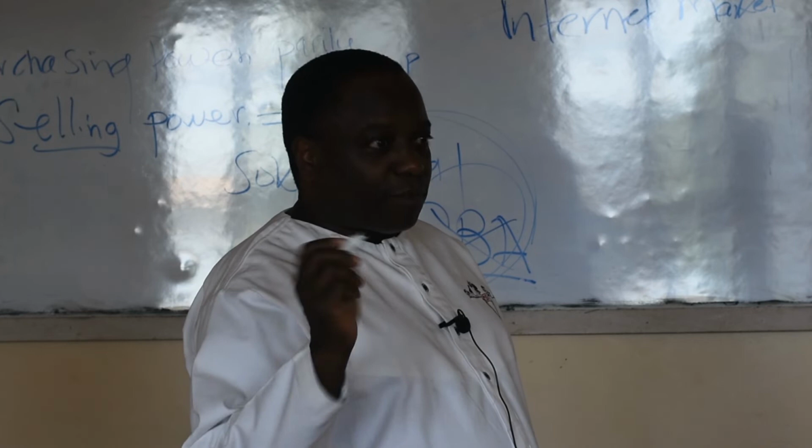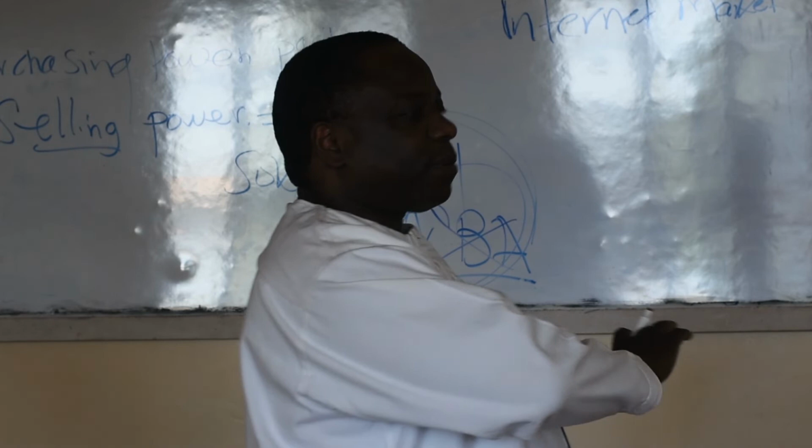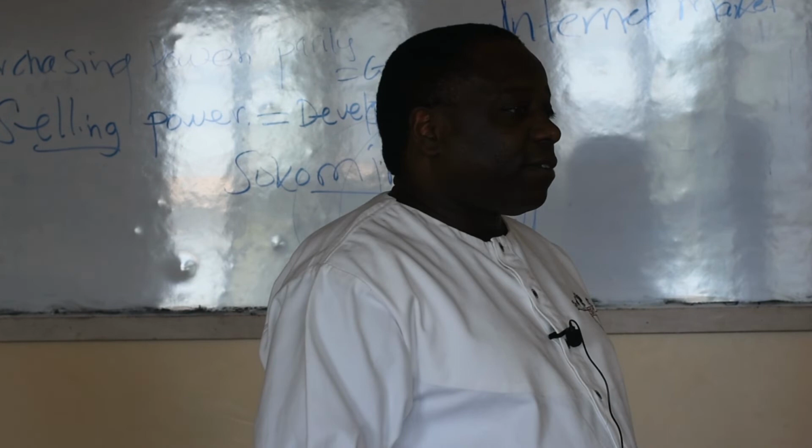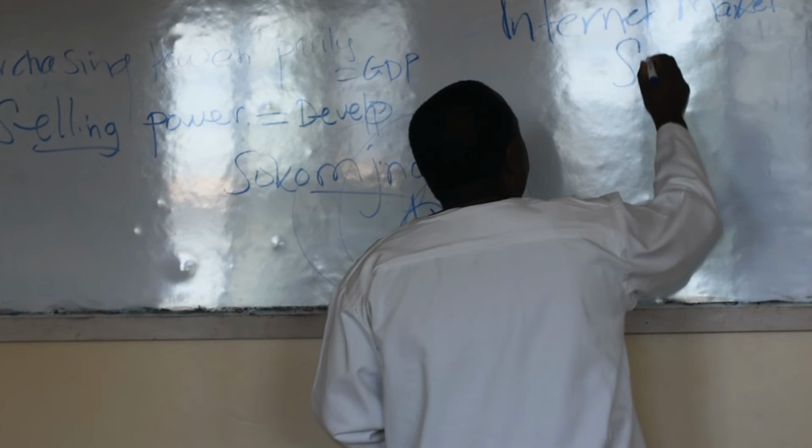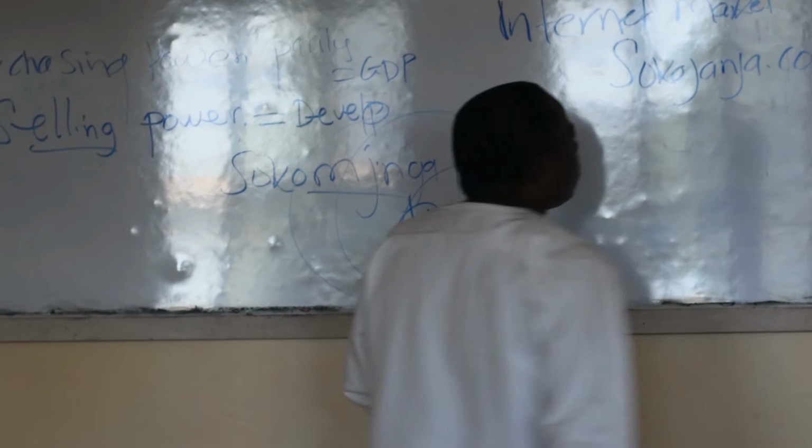Then we take those pictures and spread them to the entire world through social media. It means that, number one, the desk itself has left Kakamega and it has gone to the world to show itself. So we have an international showroom. And so we call this Sokomjinga.com. And what if we come from Sokomjinga, we go to Sokomjinga?